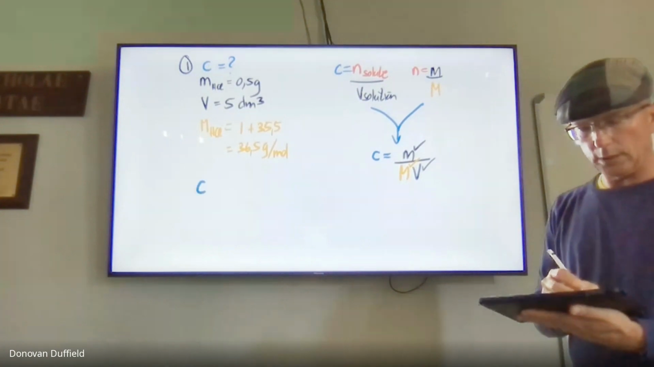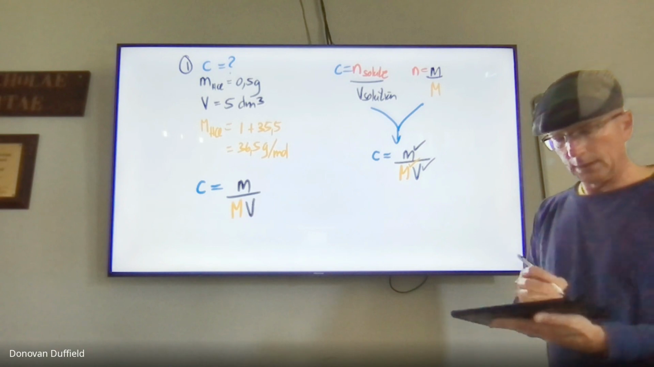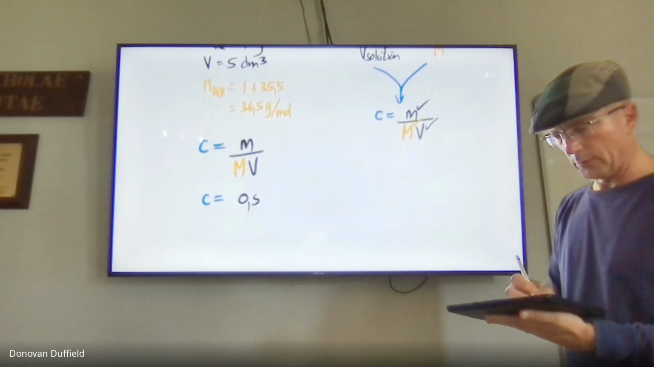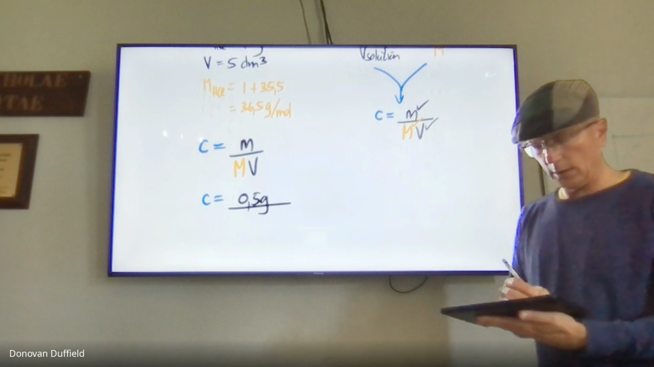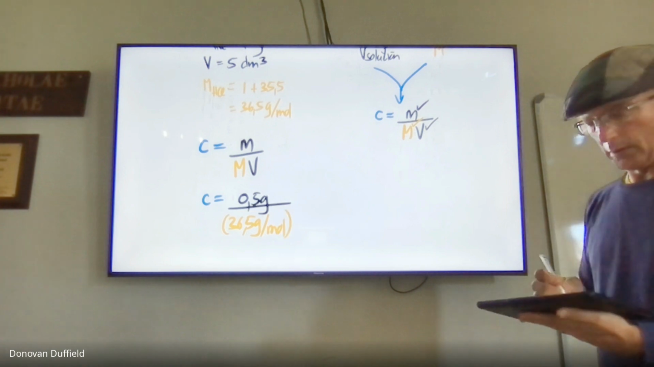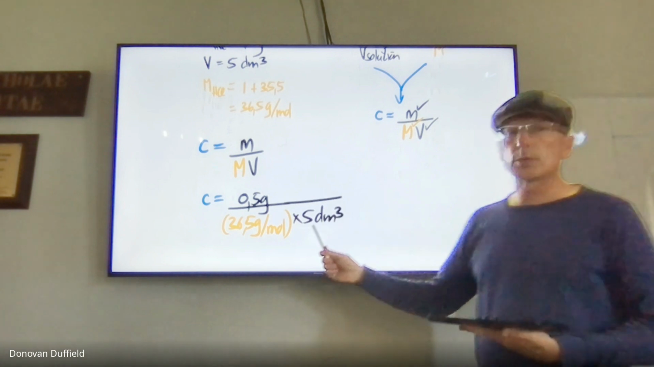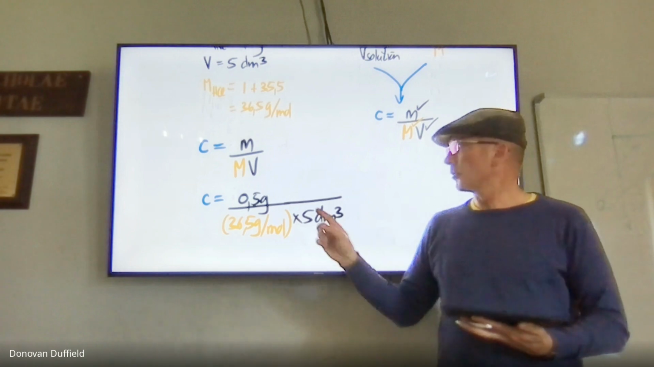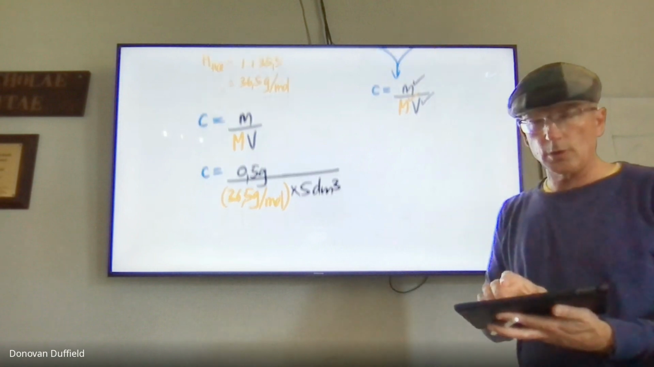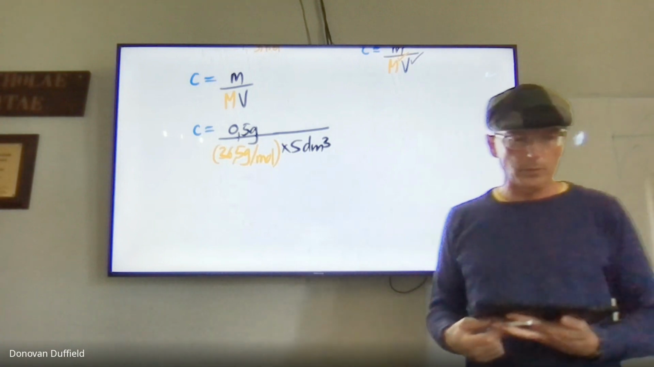So we rewrite the formula, C equals m over MV. We're wanting the concentration. So the mass is 0.5 grams. The molar mass is 36,5 grams per mole. And the volume of the solution is 5 cubic decimeters. Now, we don't expect you in NSC in the substitution step to actually put the units in. But it's a good habit because it ensures that you're using the quantity in the correct units for that particular formula. So now we work that out.